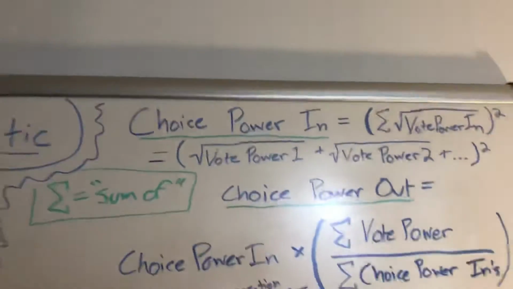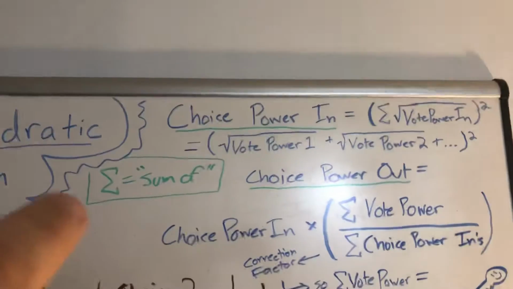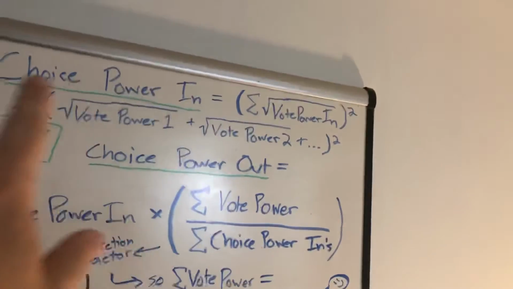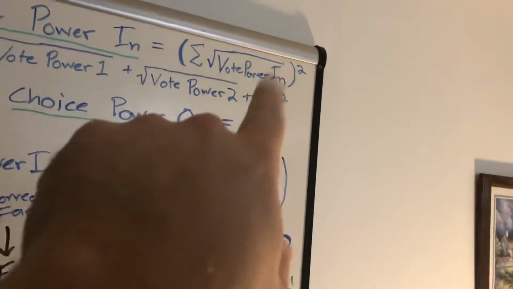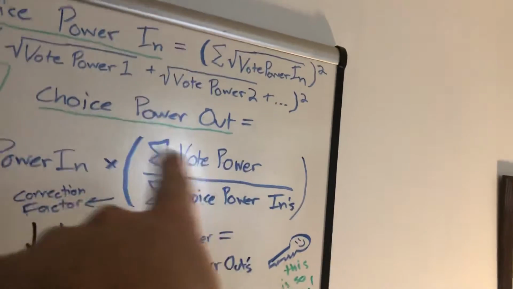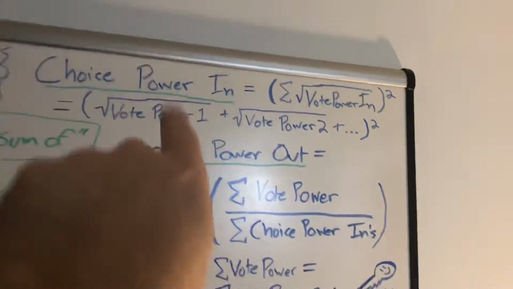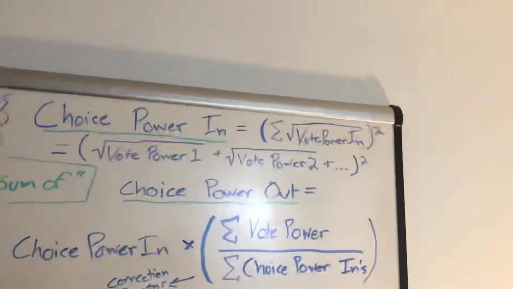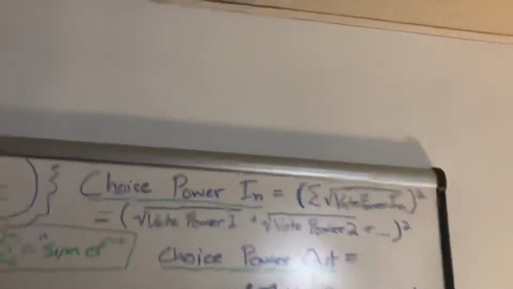So we have to get to the bottom here to know how it affects everything. You first calculate using this function here what I'm calling your choice power in, which is all of the vote powers square rooted and then added together. Individually you take the square root of them and then you add them all together. Vote power 1, so let's say that's my vote and that's your vote. You take the square root of them, add them both, and then square them. So it's the sum of square roots squared.